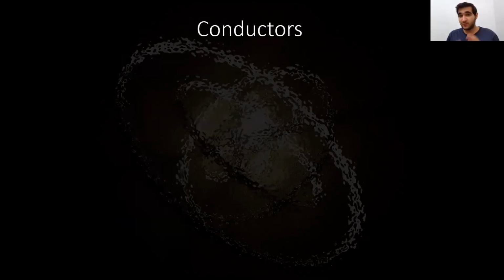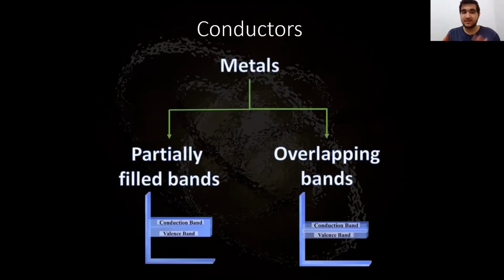So now we finally move on to conductors. Now, there's a little bit of a tricky part here. Of course, metals are the best conductors, but metals actually separate into 2 different groups as well: ones with partially filled bands and ones with overlapping bands. Without wasting too much time, I'm just going to go deep into both of these categories and see what the main difference is between a partially filled band and an overlapping band.